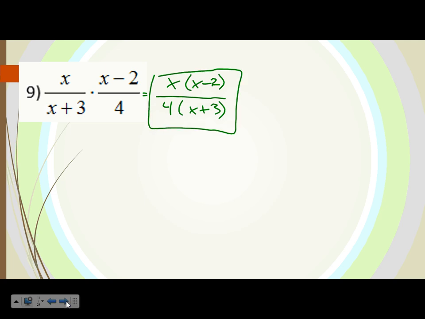Now, I will say there still are excluded values for this. So before you cancel, before you simplify, you still need to make sure you put that x is not equal to -3. Don't forget about that. I almost did on this one. That's one of those things that's not that hard, but it's a pretty easy thing to forget.